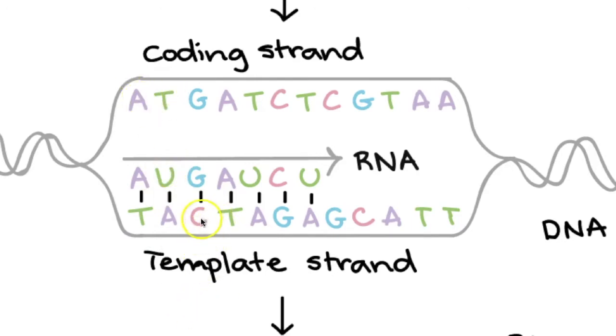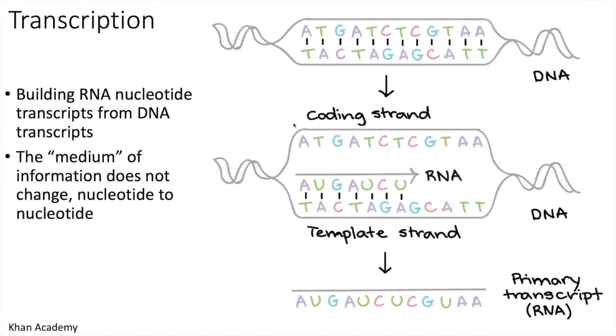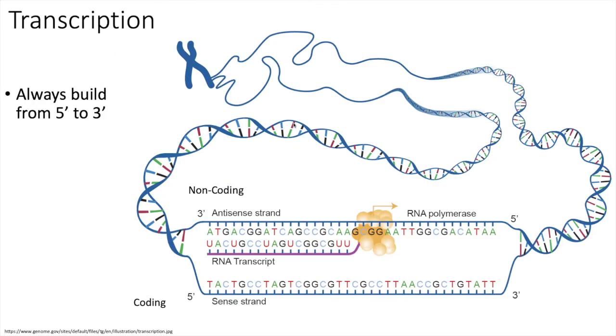And if I have a C, it has to be a G. And so this template strand, my RNA doesn't look like the template strand, it's the opposite, but it does look like the coding strand. I have another diagram here that sort of shows what's going on, where we kind of zoom in. There's a few terms that get tossed around.